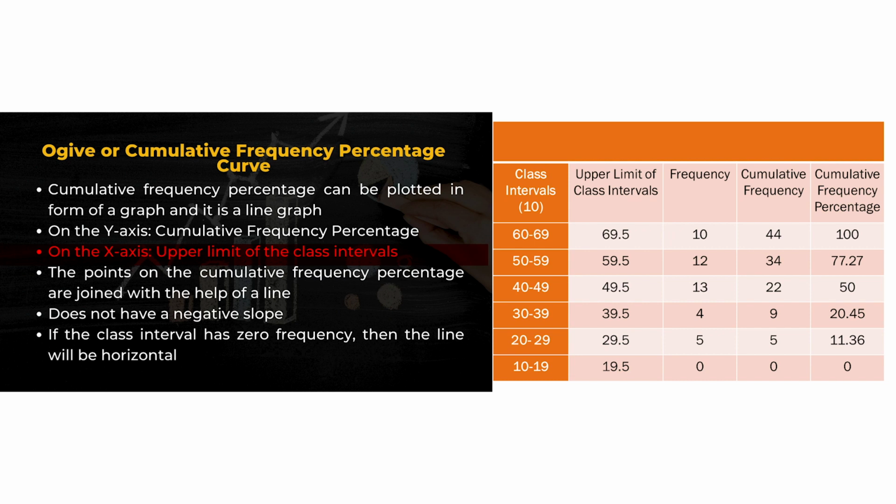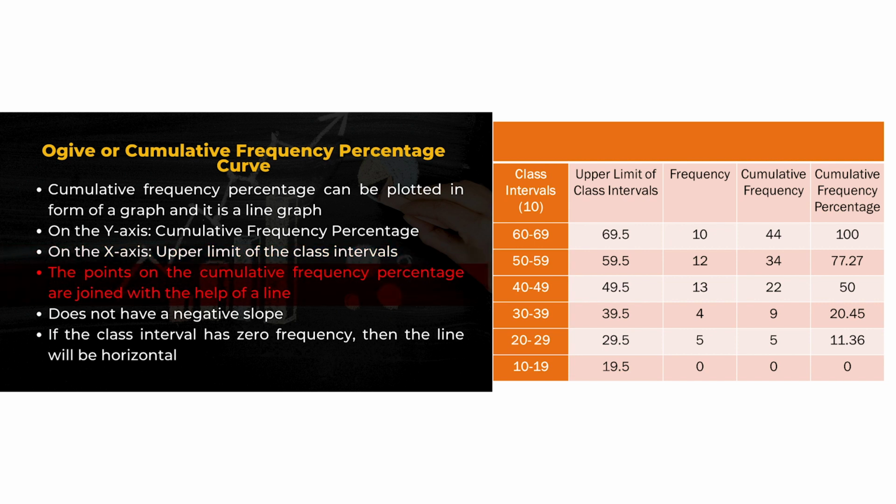So when we are plotting the cumulative frequency percentage curve, what is important? As in a histogram, here also our table should be ready. So we should first calculate the cumulative frequency percentage, and we should also decide upon the upper limit of the class intervals. The points on the cumulative frequency percentage are then joined with the help of a line. This is also a very simple graphical representation.